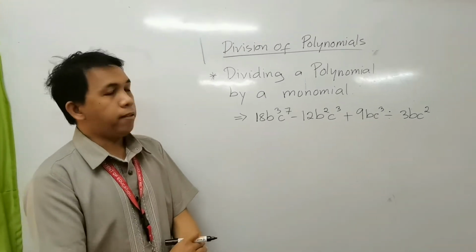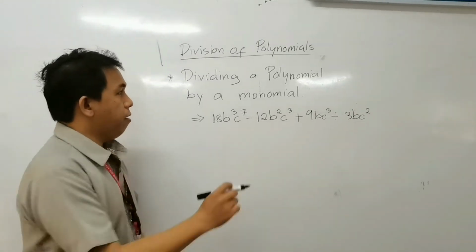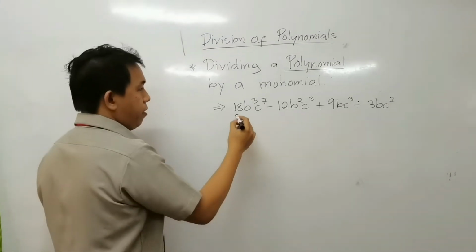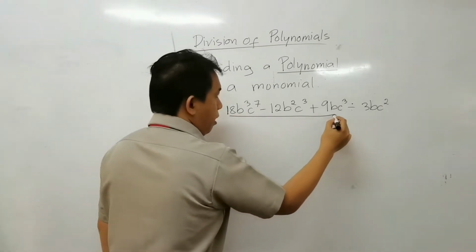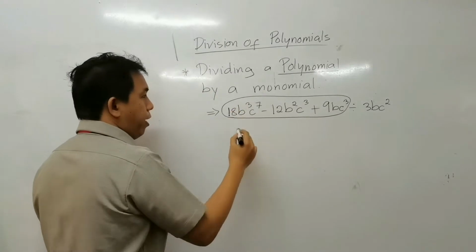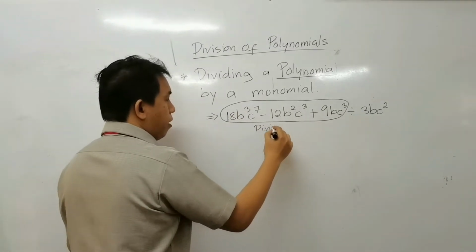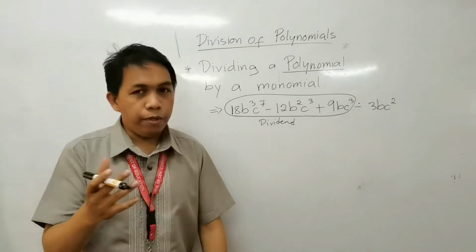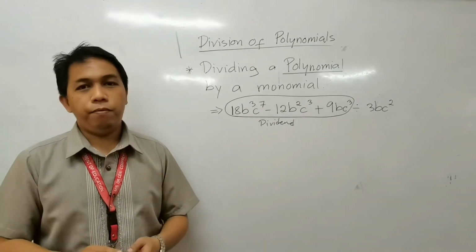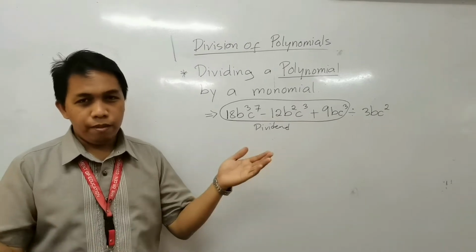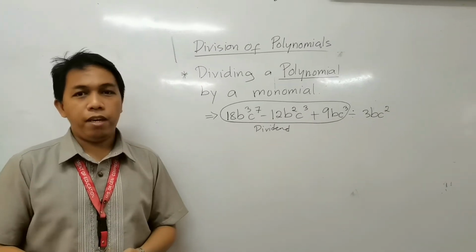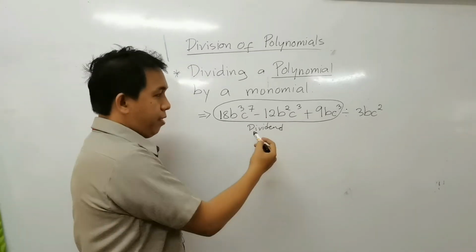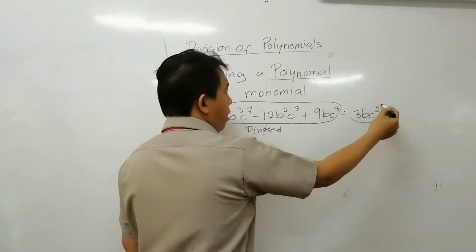3bc squared. Okay, so here we are dividing a polynomial. Our polynomial here is this one, and this is also called the dividend. When we divide, we should have a dividend and a divisor. So if this is our dividend, then this would be our divisor.